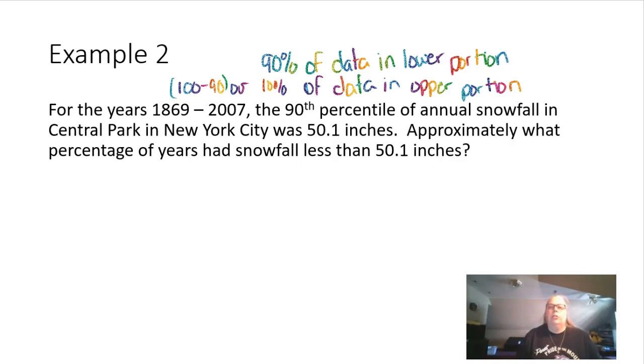Now let's answer our question. What percentage of years had snowfall less than 50.1 inches? That means we want the data that's in the lower portion, which means 90%.